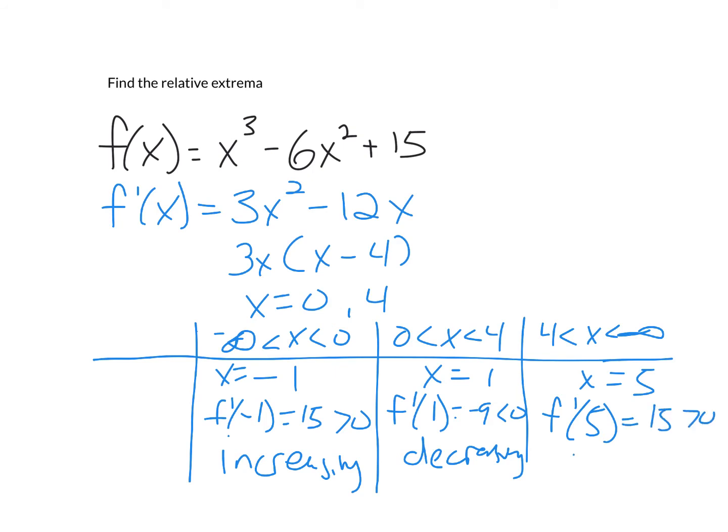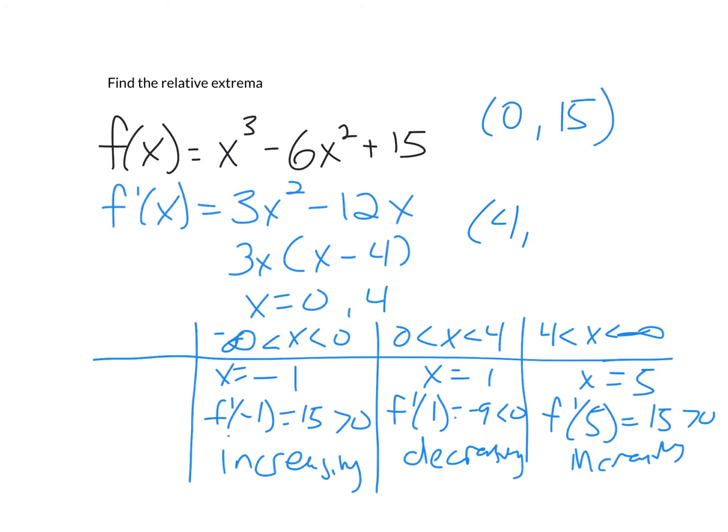15 is greater than 0, so it's going to be increasing. So what can we conclude about our relative extrema? We're going to have 2 of them: 0 comma something and 4 comma something. 0 comma something is 15.